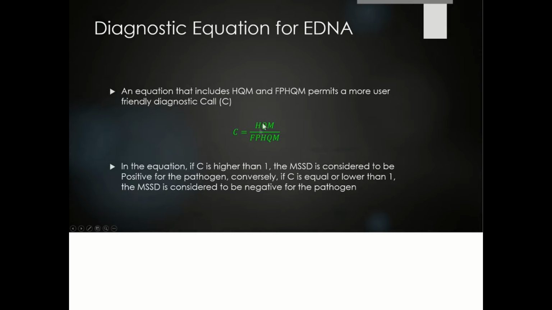In this case, we have high quality matches, which are the ones I get after all the analysis, which means I might get 10 high quality matches. These are divided by the false positive high quality matches, which are the ones I already got and which are constant for each pathogen. And this gives me a call. In this equation, if C is higher than 1, the sample sequence database is considered positive for the pathogen. Conversely, if C is equal to or lower than 1, the sample sequence database would be negative for the pathogen.